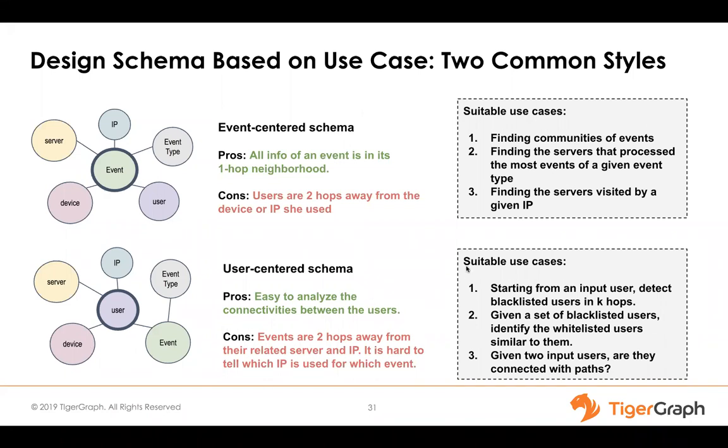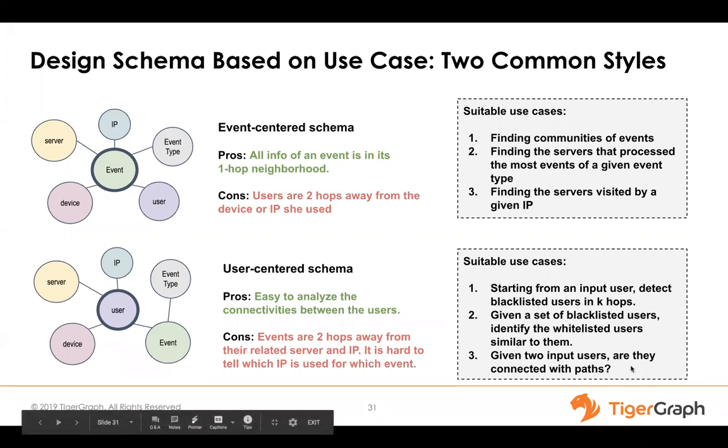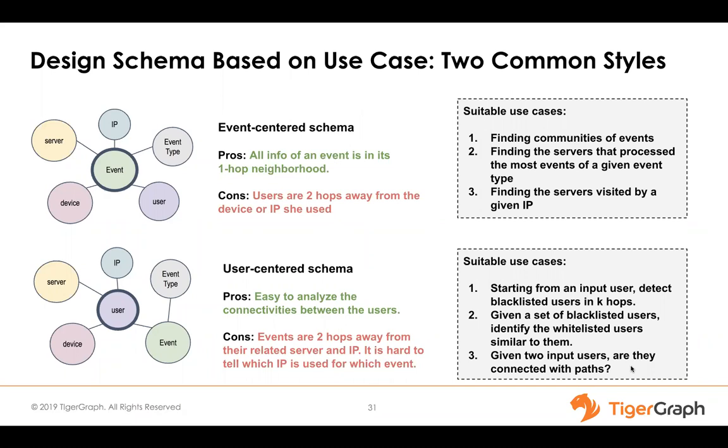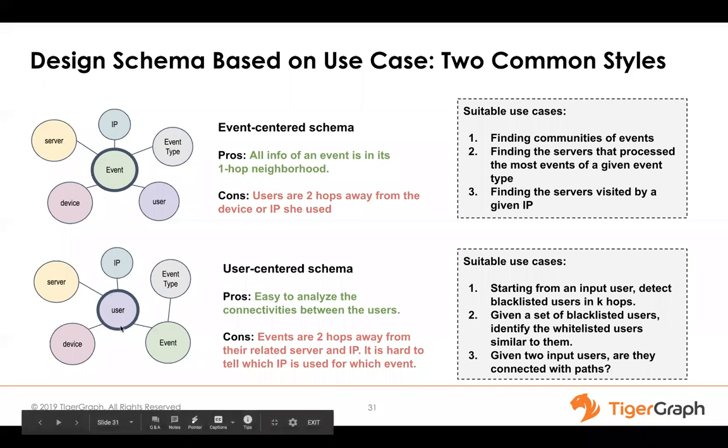But in this case, the suitable use cases are if you want to start from an input user and detect the blacklisted users within K hops, to do anti-fraud. Or, given a set of blacklisted users, identify the whitelisted users similar to them. Or, given two input users, ask questions like, are they connected by some sort of path? That is also a very suitable use case for the design on the left.